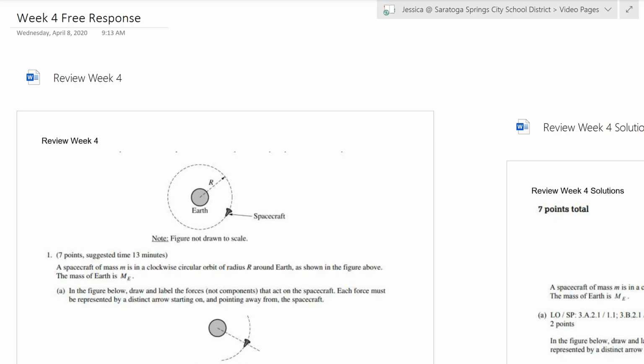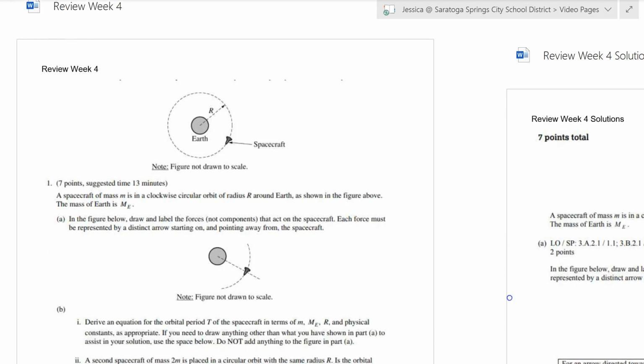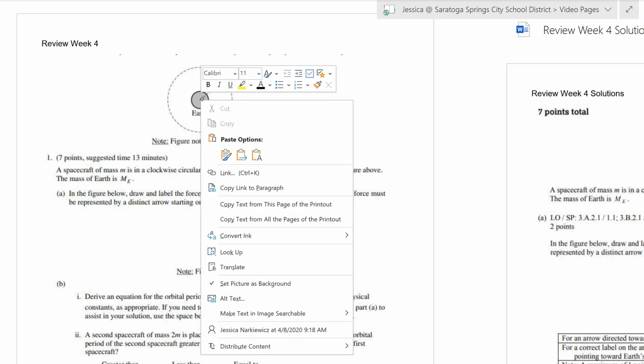This is the solutions video for the week 4 free response dealing with circular motion. So we have a spacecraft of mass m in a clockwise circular orbit of radius r around Earth as shown in the figure above. And it looks like that radius r is from the center of Earth, which is what we want. Because remember, if it tells us the distance above the surface, we need to take into account the radius of Earth as well. But for us, this is already from the center of Earth, so that is good.